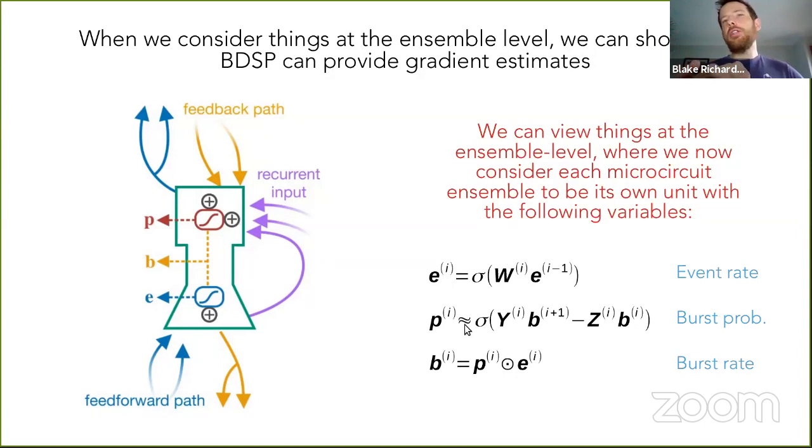You can show that this is actually not an unreasonable model of how an ensemble of neurons behaves when you give inputs to its synapses in the apical and basal pathways. Now, the other thing is we are going to assume that the feedback pathway, as well as these recurrent inputs, is mediated by short-term facilitating synapses onto the apical dendrites, and everything onto the perisomatic region is mediated by short-term depressing synapses.